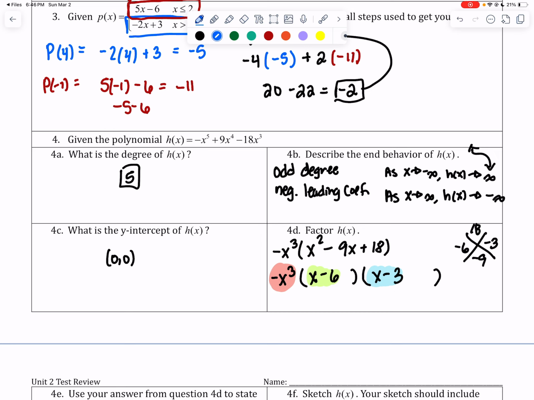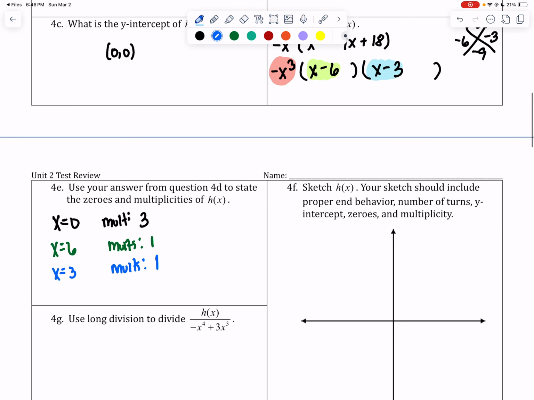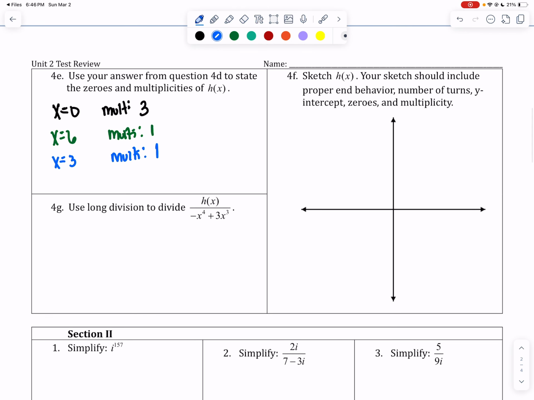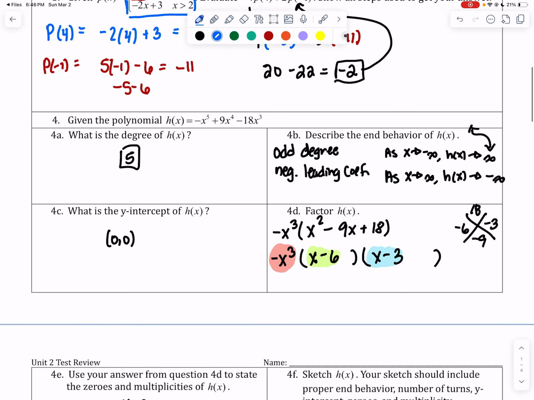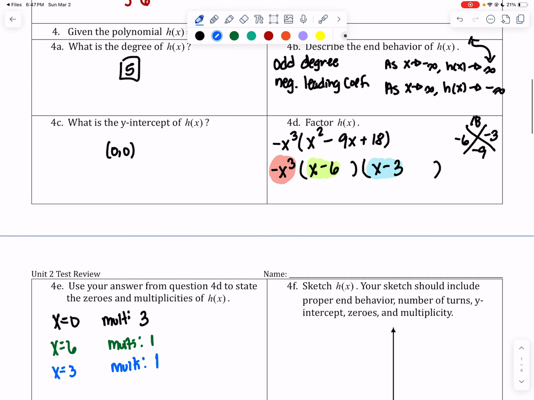Now, theoretically, it could be 3. Theoretically, it could be 2. Theoretically, it could be 1. Who knows? So we just got to see for 4F that it just has to be 1 less than the degree. So it has to be at most 4.